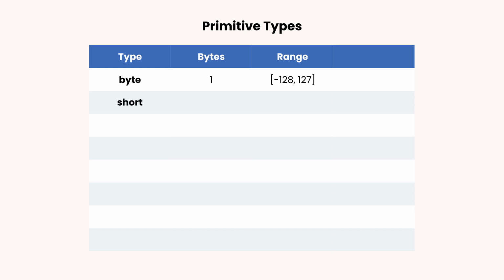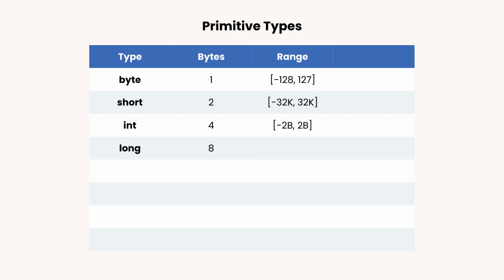So next we have short, which takes 2 bytes. And with this, we can store values up to 32,000. Next, we have integer, which we have seen before. Integers take 4 bytes of memory and allow us to store values up to 2 billion. Then we have long, which takes 8 bytes. And with this, we can store even larger numbers.